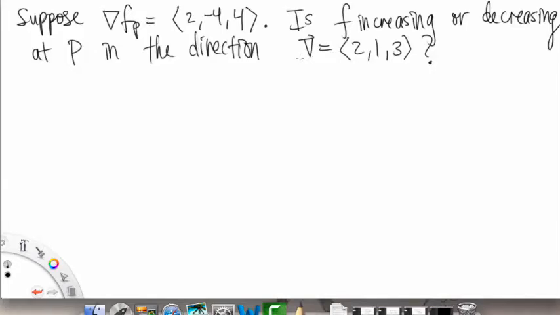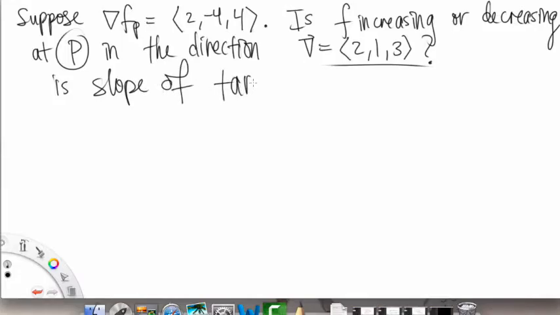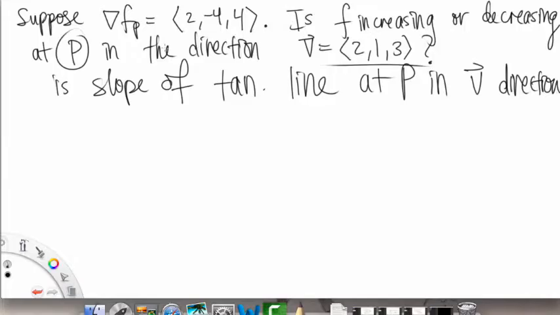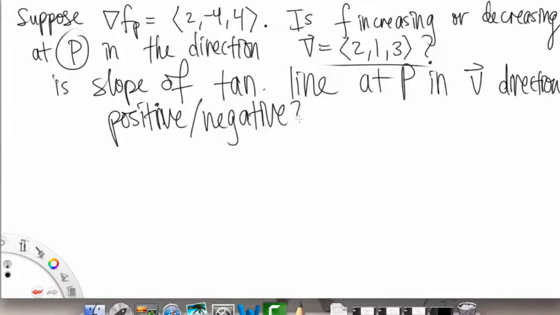So that would mean, as a physical application, what are we asking for? We're seeing what is the sign of the slope of the tangent line at this point p in that direction. So we're trying to see, is the slope of the tangent line at p in the v direction positive or negative? So what is the slope of the tangent line when we're given a direction and a point?